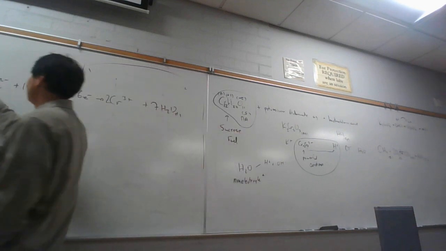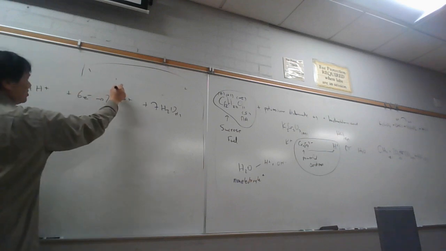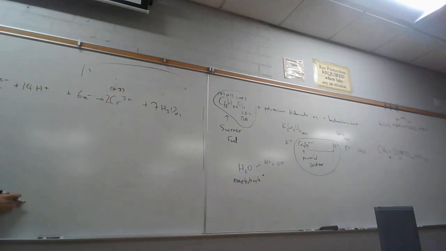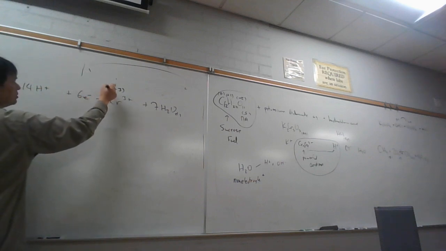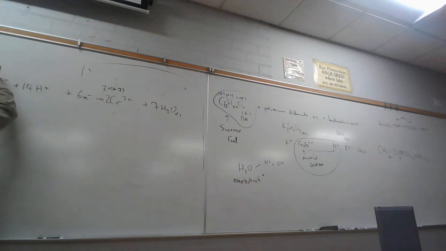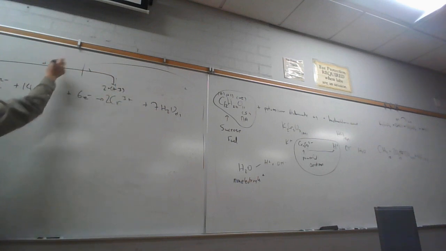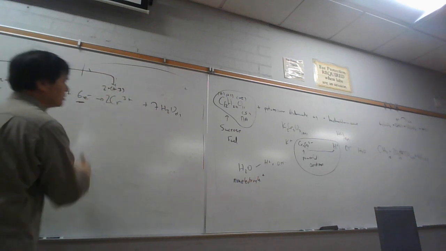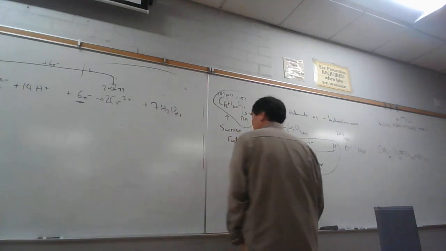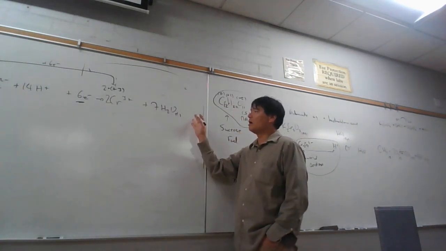So we have 2 of these. Chromium 6 is going to 2 of these chromium 3s, and so we need to gain a total of 6 electrons. So this is times 2, which will give us plus 12. This is times 2, which will give us plus 6. We have plus 6 electrons. And that's why we have the plus 6 electrons here. All right, so this one's easy because we can copy this off the chart.